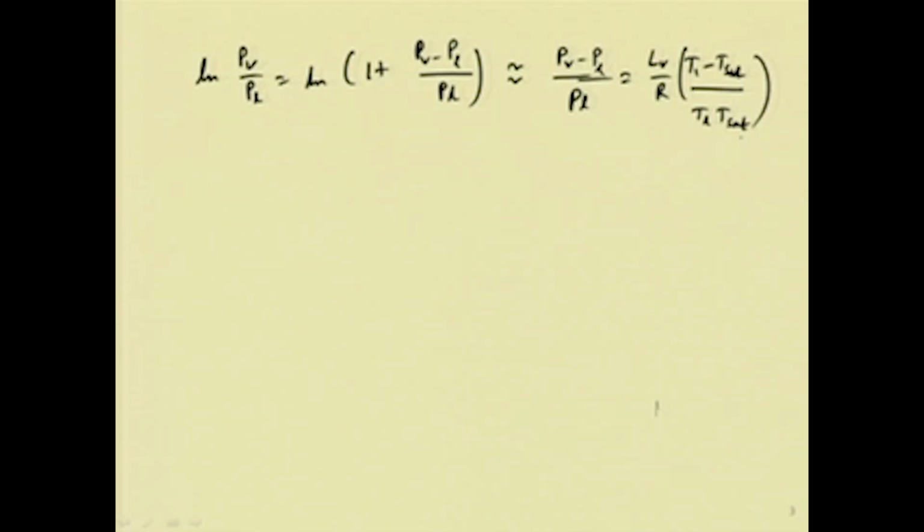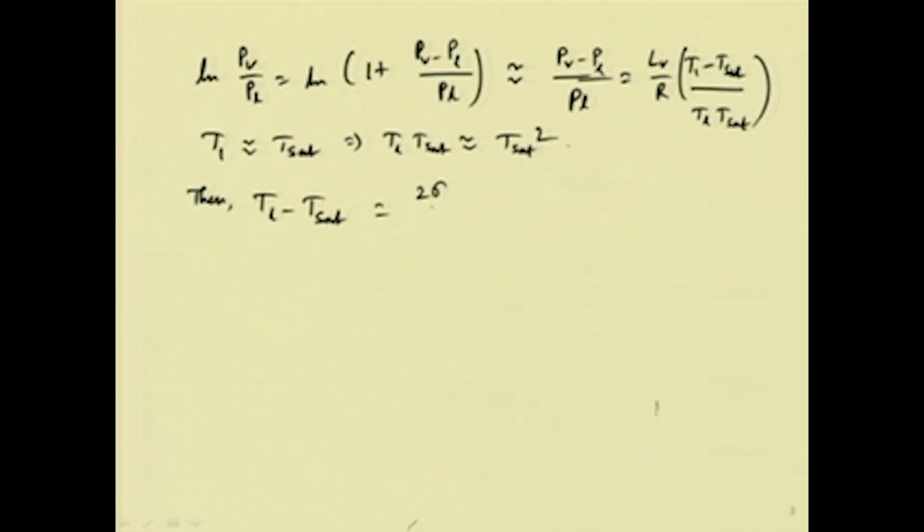Now, as we know that TL is nearly equal to T sat, we can write that TL into T sat is nearly equal to T sat square. Then TL minus T sat will be equal to PV minus PL by PL, and then into R by LV. If we put that over here, TL minus T sat is equal to PV minus PL by PL into R by LV into T sat square.